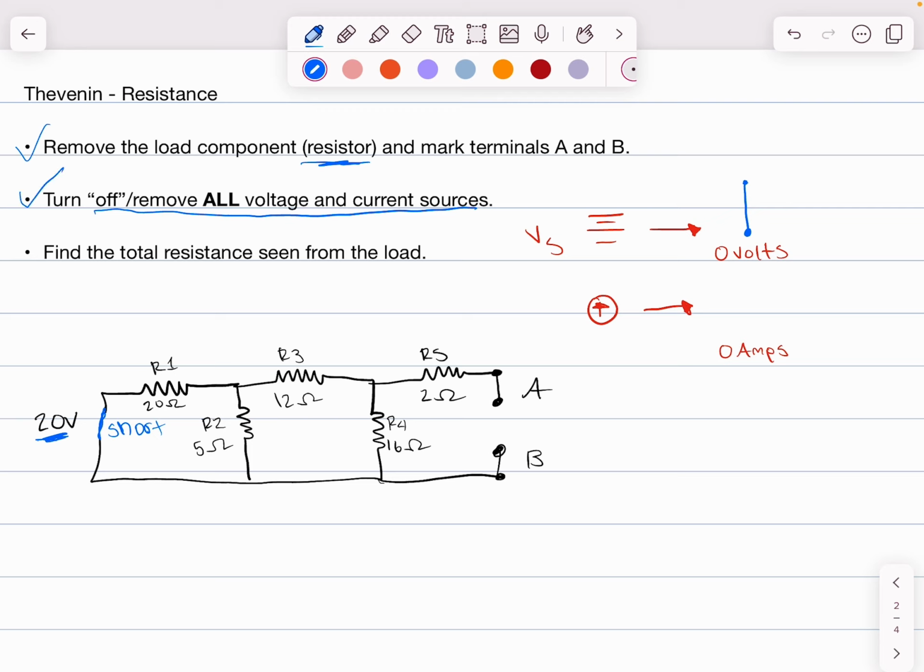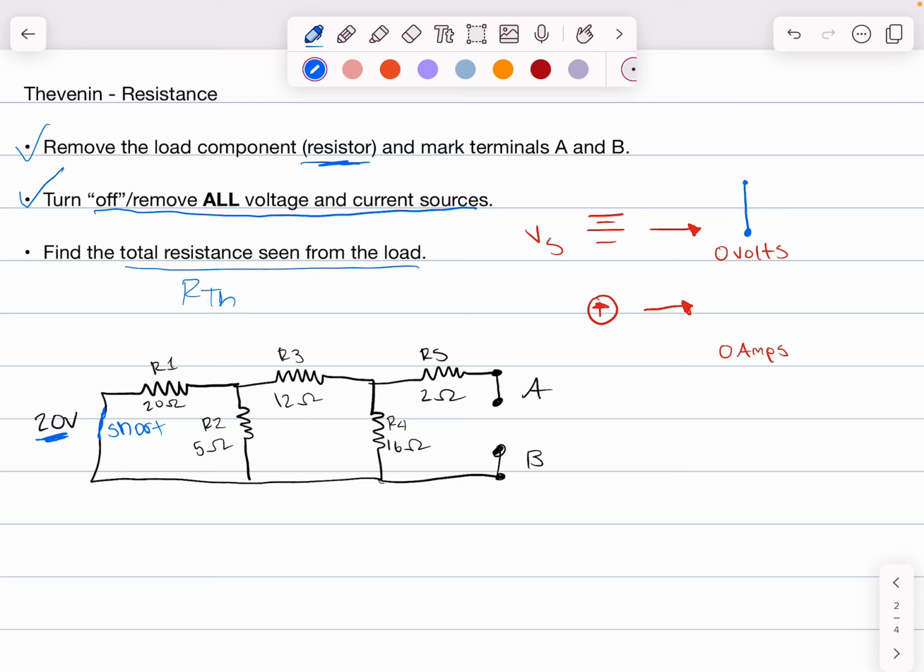And this relates back to what I was saying earlier, that Thevenin is not a one and done method. I've now done my Thevenin steps, but now I need to remember what I know about circuits, circuit analysis, current directions to find the value I want to find. So this total resistance seen from the load is going to be my RTH.